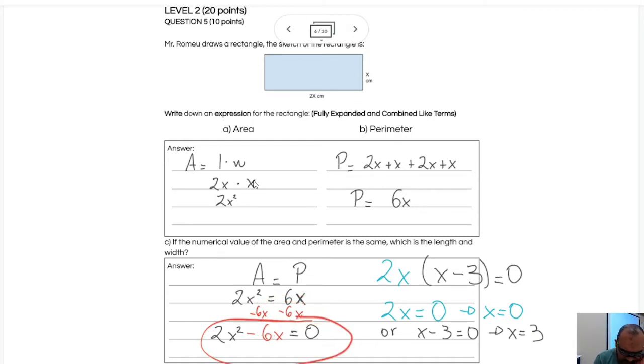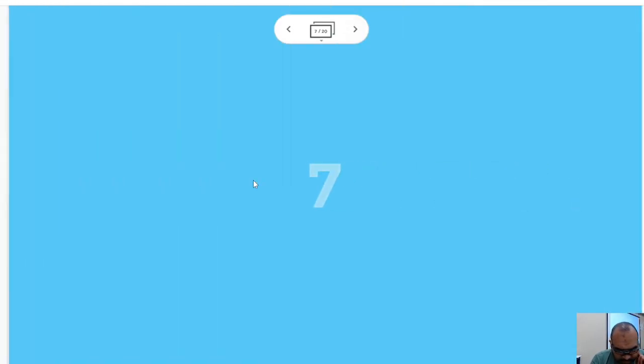2x squared minus 6x. Now I can factorize. The common factor is 2x. The parenthesis x minus 3. The first factor equals 0. 2x equals 0. Or x equals 0. We did this before. Or x minus 3 equals 0. Solving for x. X equals 3. This is question 5. Question 6.